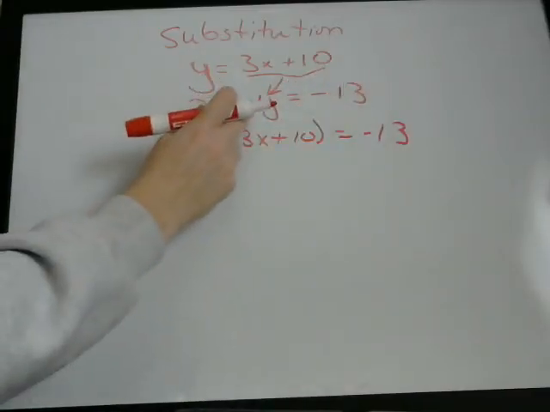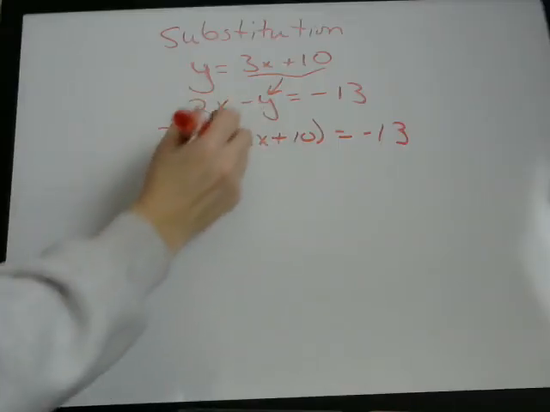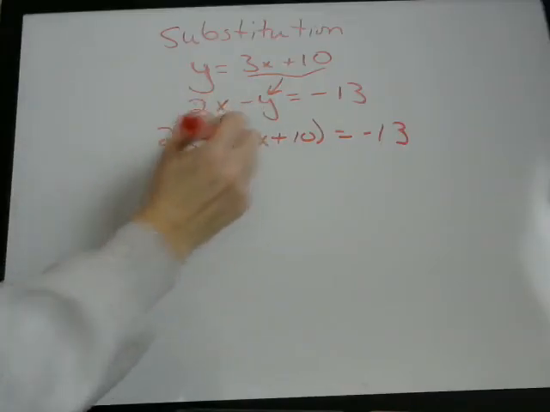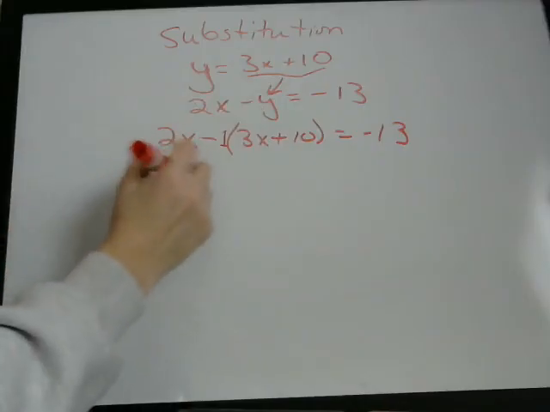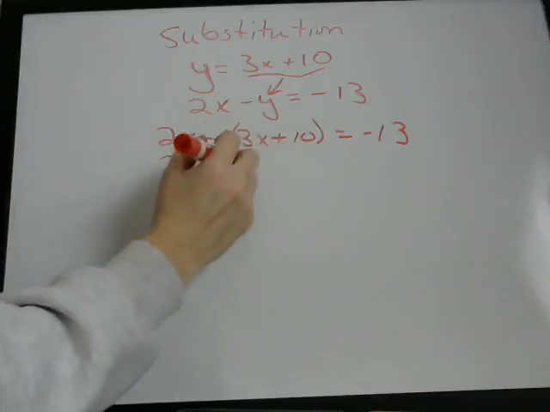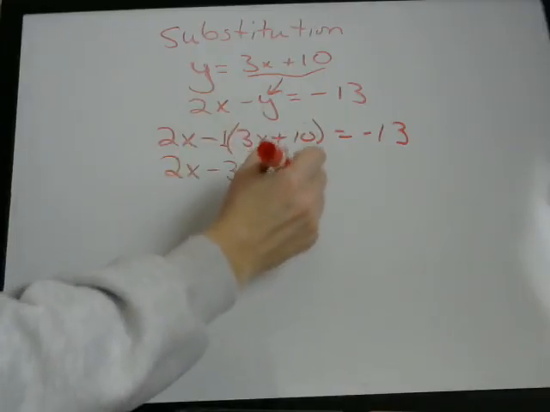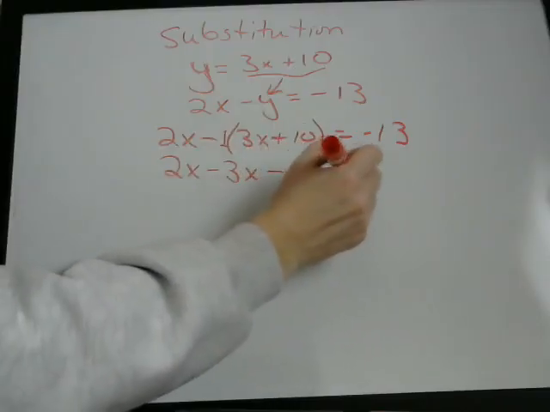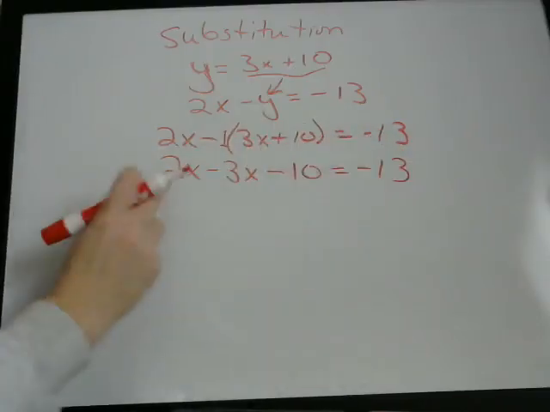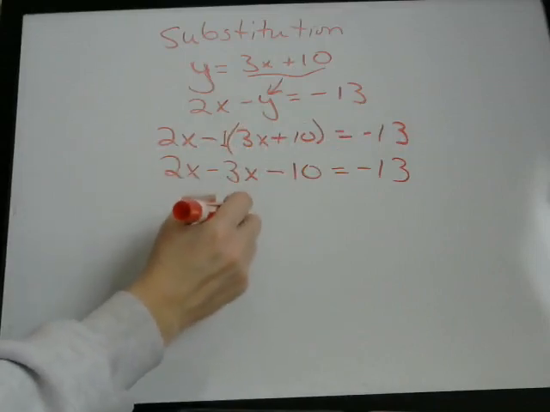Now remember, be careful, this is a minus, so you're subtracting the whole expression. And remember, there's really a 1 out here. So we're going to distribute through. So negative 1 times 3x is negative 3x. Negative 1 times 10 is negative 10. 2x minus 3x is negative x.